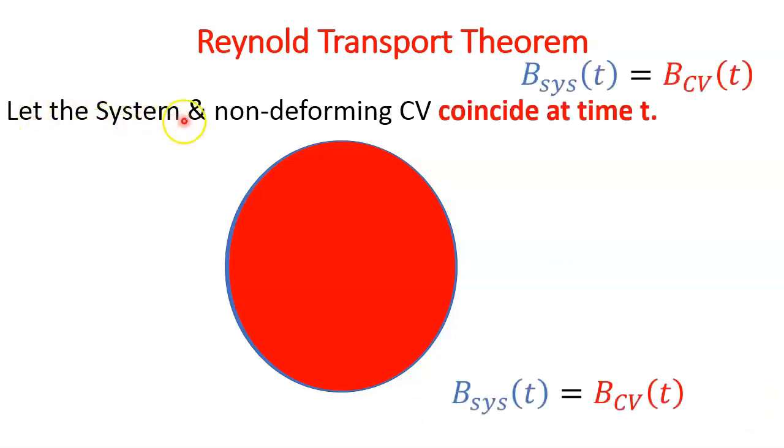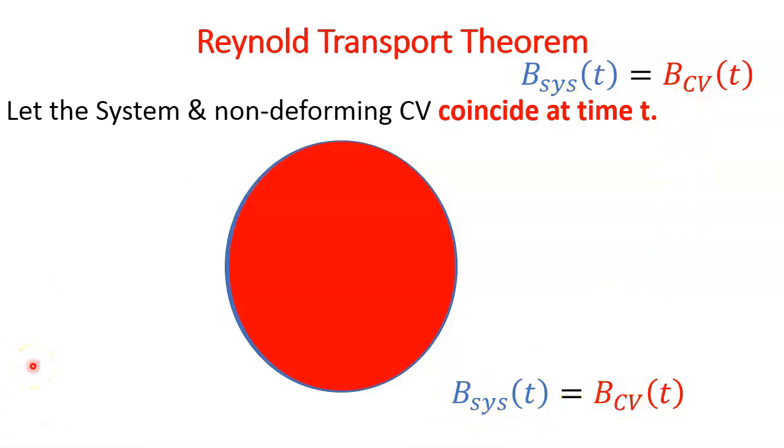When system and non-deforming control volume coincide at a given point of time t, then B system at t is equal to B control volume at t. So both the areas, both the volumes, they are encompassing each other. We represent that B sys equal to B CV. This is an important equation we are going to refer.